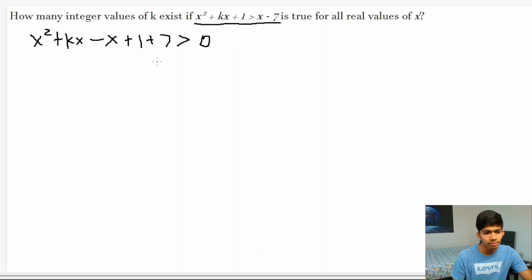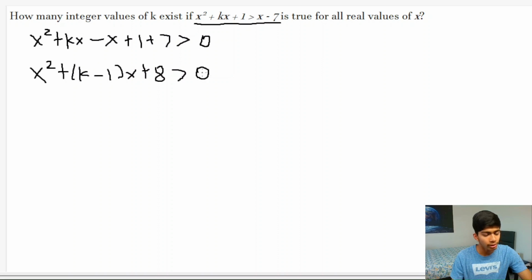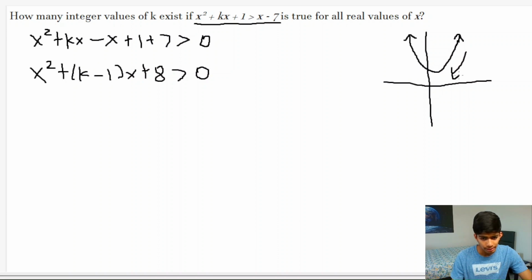Now I want to group the like terms, and I'm probably going to factor these. So it's going to be x squared plus (k minus 1) times x plus 8 is greater than 0. And we want this to be true for all real values of x. So when I think of this, I think of a parabola. If we just draw a rough sketch of that, it may look something like this. And something important to note is that it doesn't touch the x-axis if it's true for all values of x. Now, this might remind you of something.